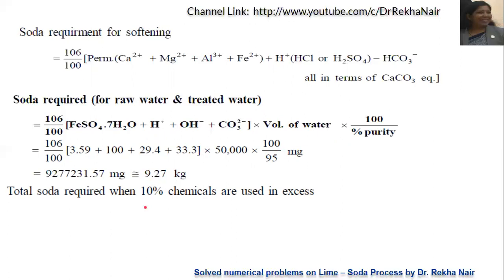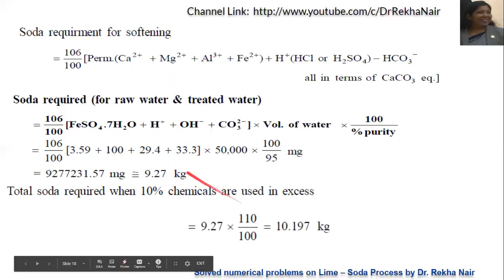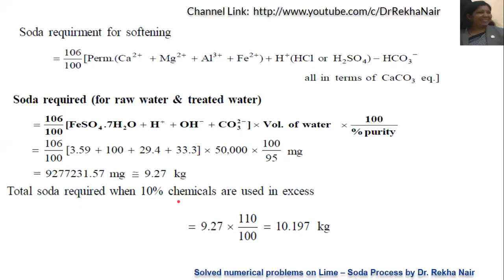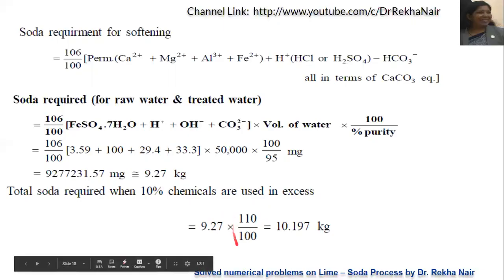When we have 10% excess chemicals used, we can multiply this 9.27 with 110%. Okay, 10% excess means 100 plus 10. That is the excess in percent. So 110% we can multiply. So it will come out to be 10.197 kg.